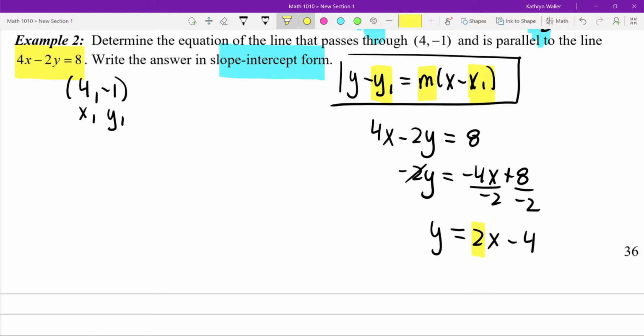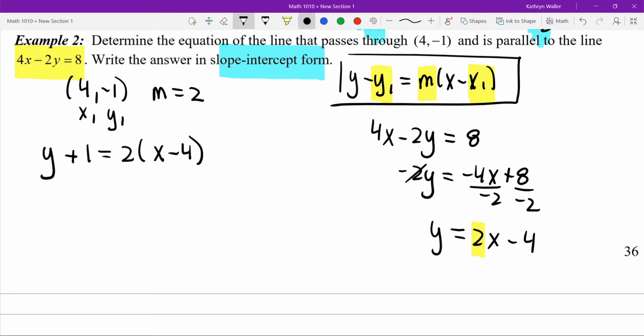Now, just like we said, my line's parallel. So if their slope is 2, then my slope is 2. So now I can use that formula. I go y minus the y point, minus a -1 is a +1, is equal to the slope, which is 2, times x minus x sub 1.